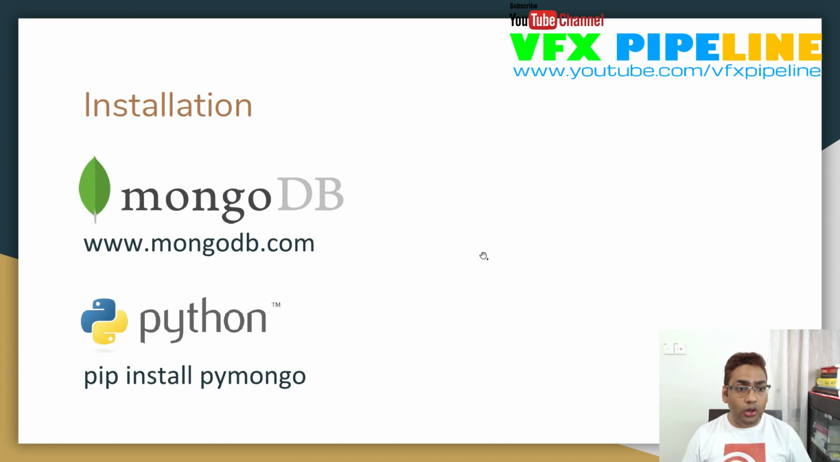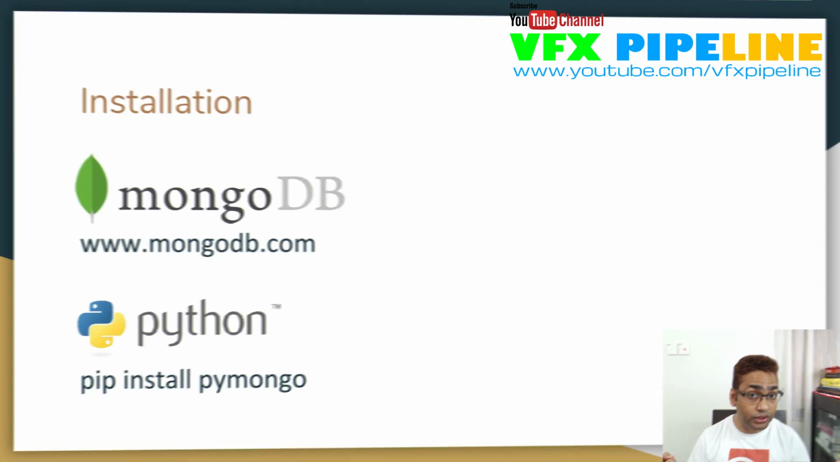So how are you going to install that? It's very simple. You can go to mongodb.com and download the Community Edition of MongoDB, and then for the Python driver you can just install it using pip install pymongo, and that's it. You are ready to follow this video series. These two things are all you need.